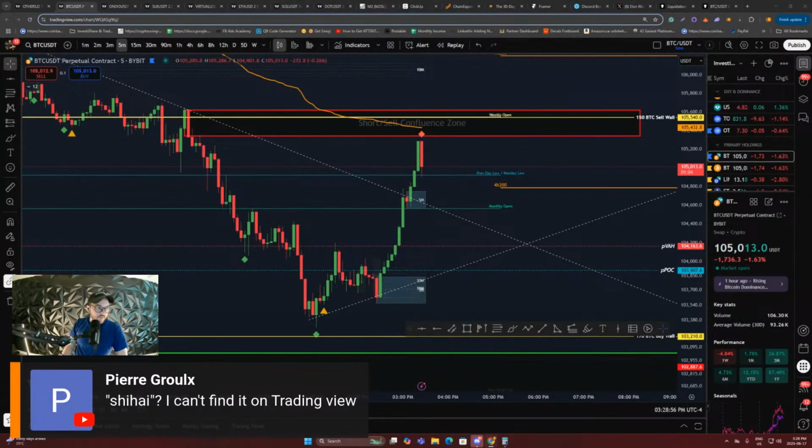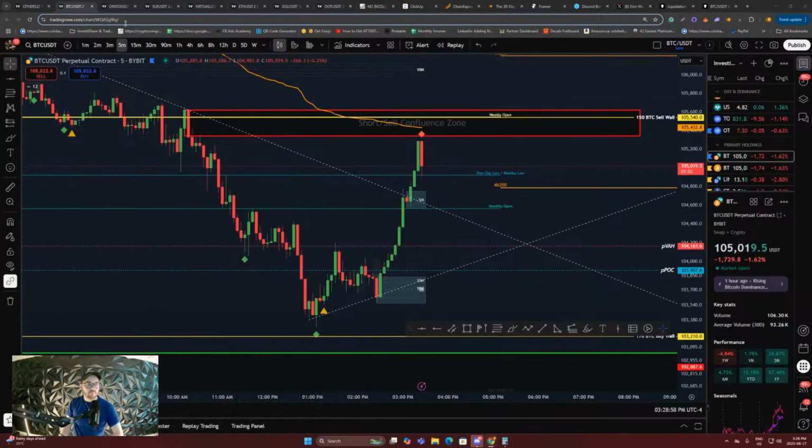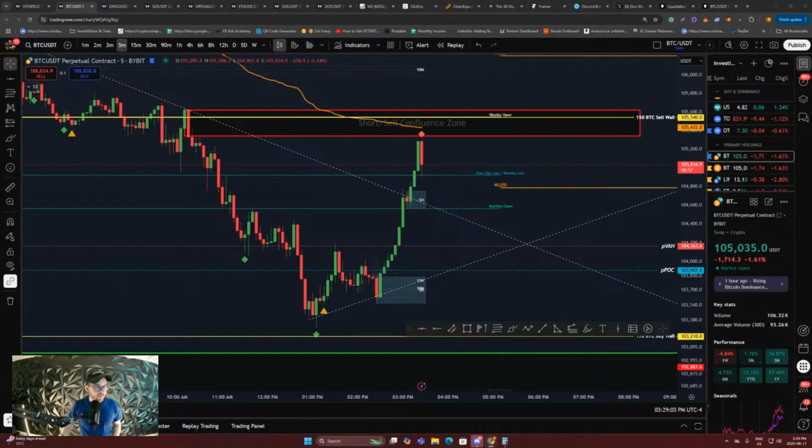Shi-High, cannot find it on TradingView. That's just because it's not free. It's a paid indicator.